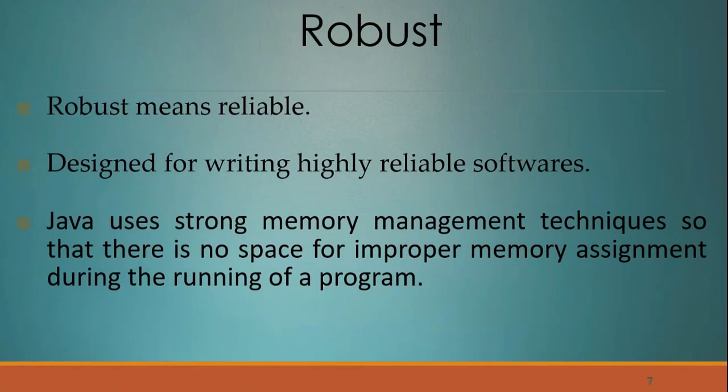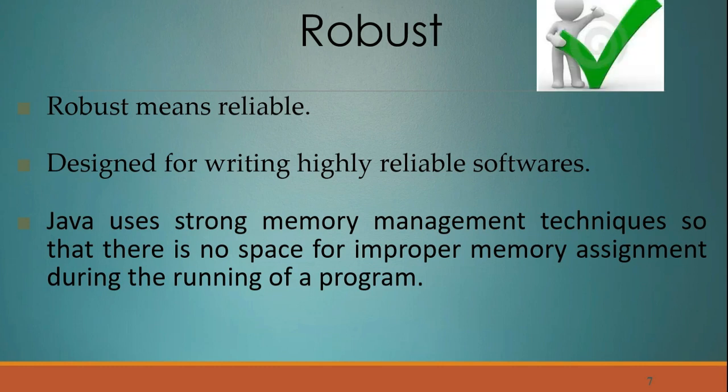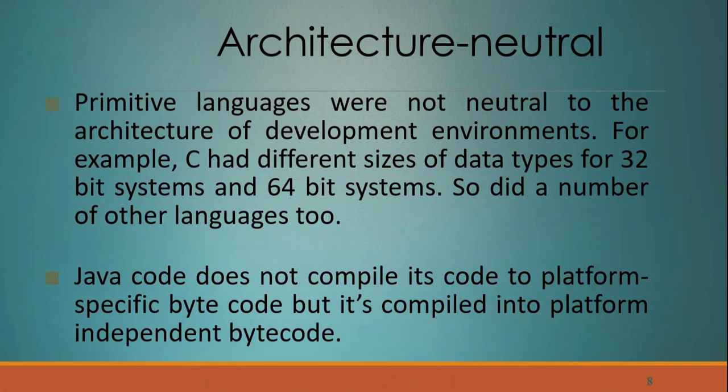Another feature we have is robust. Robust is nothing but reliable. If you are creating any application or system using Java, it is definitely going to be a highly reliable system because Java uses a strong memory management technique which does not give space for improper assignment of memory during execution. Therefore, Java is highly reliable.